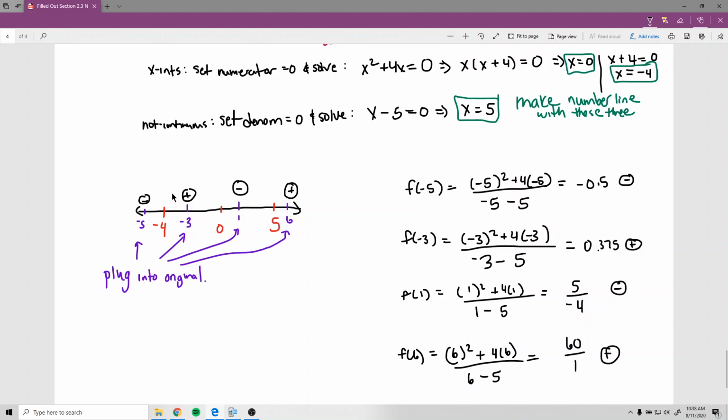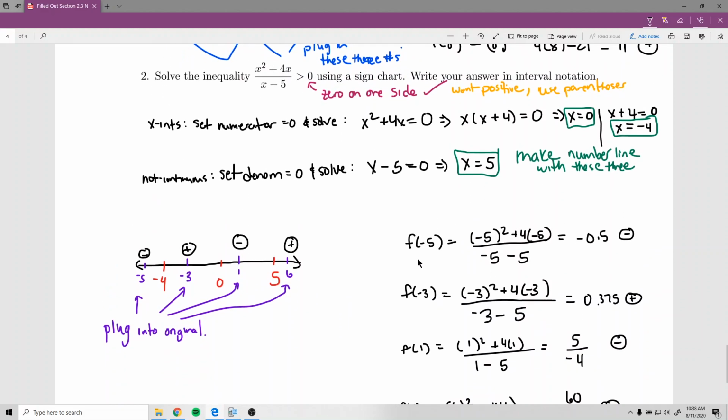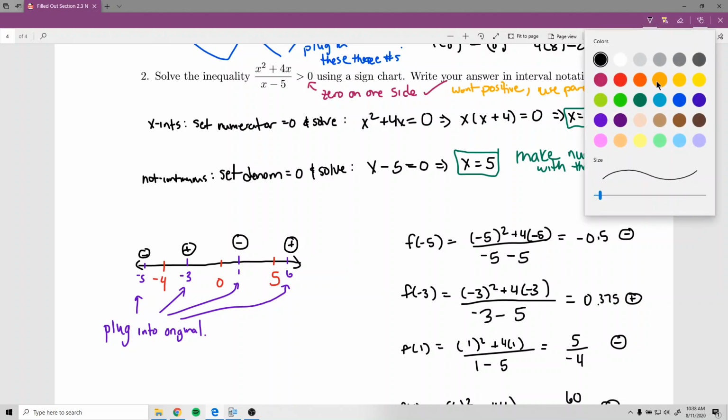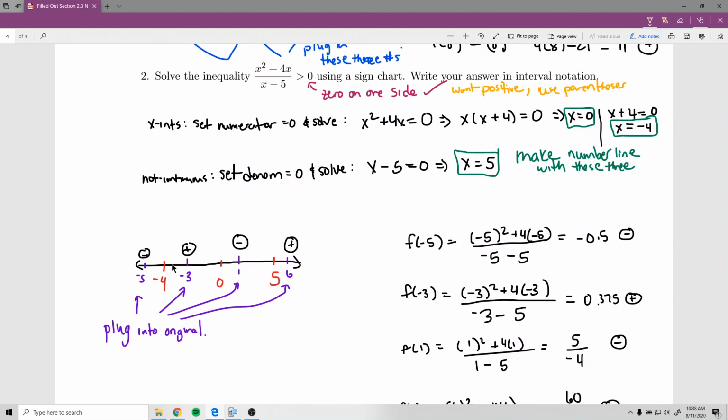All right, so once we've got our sign chart filled out like before, then we remember what we want. We want the positive sections, and we want to use parentheses. So the positive one between -4 and 0. And then also from 5 all the way over, nothing stopping us from going over to infinity. All right, so our answer, we got -4 to 0, and 5 to infinity, all parentheses.